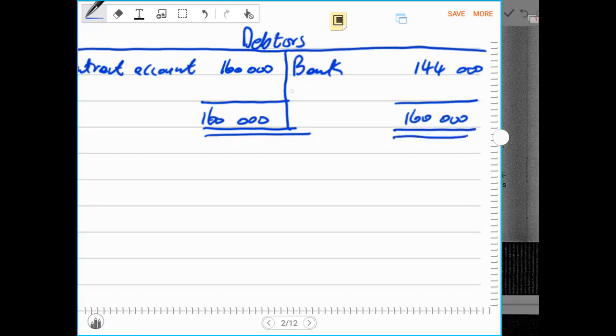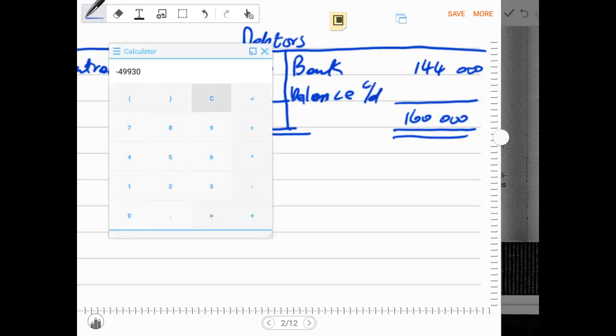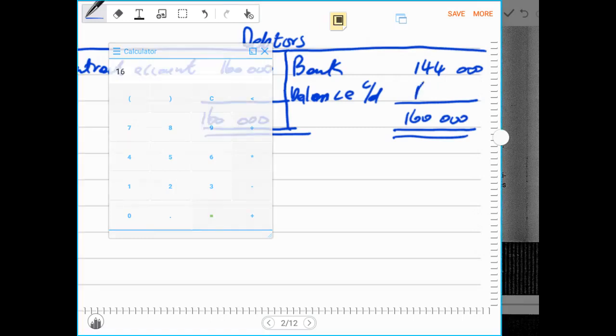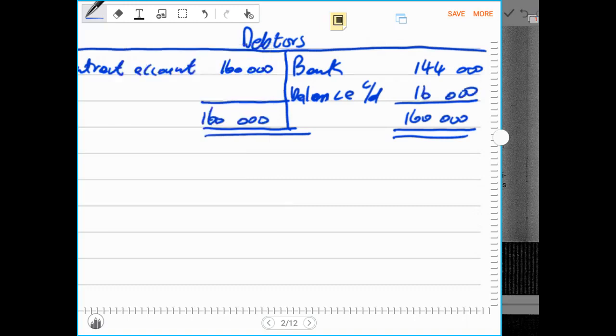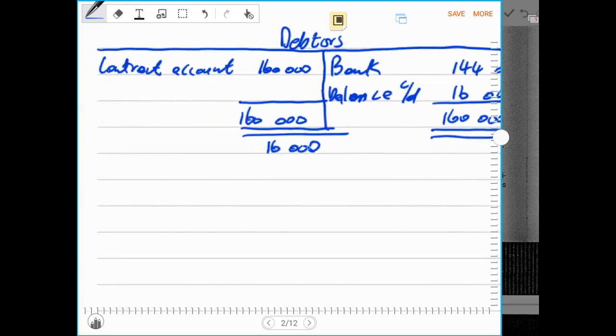Now we'll have the balance carried down, which is the balance of the debtor to be recorded in the statement of financial position by the end of the year. Balance carried down will be 160 minus 144. That will give us an amount of 16,000 rands. So 16,000 rands will be the amount of the debtor that will appear in the statement of financial position by the end of this period. Then we'll have our balance brought down, which is a debtor.